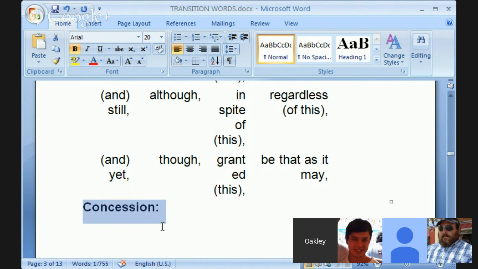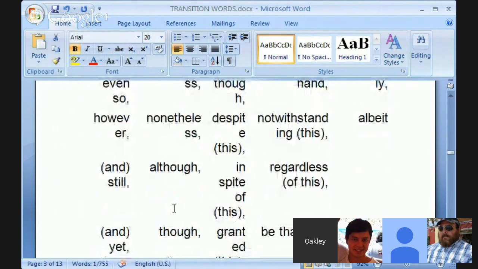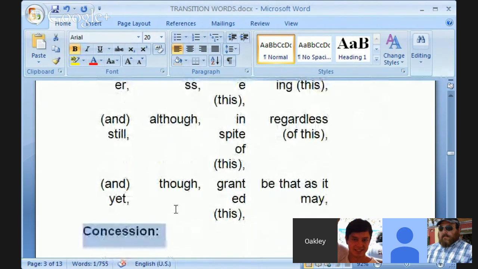A concession in regards to the English language is when we concede, that's the verb, we concede a point about something. We give up a point. In an exchange of opinions or possibly a debate, we may concede one point to the other person.